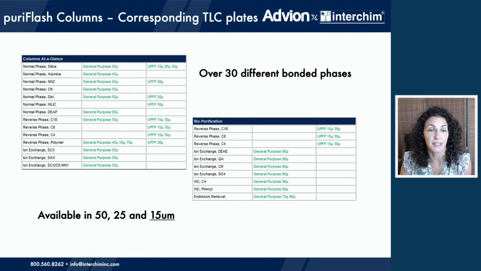Additional tools would be the various bonded phases we offer and the corresponding TLC plates. We have the widest range of column chemistries available in Flash and Prep HPLC columns. Flash columns are available in 50, 25, and most importantly, 15 micron.